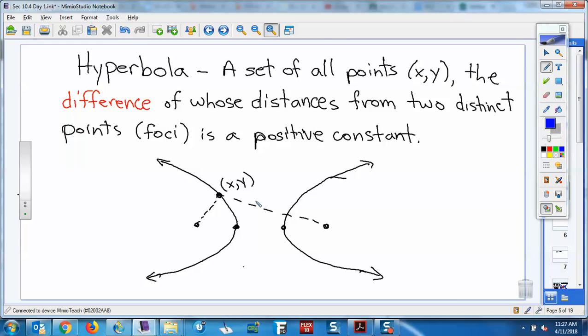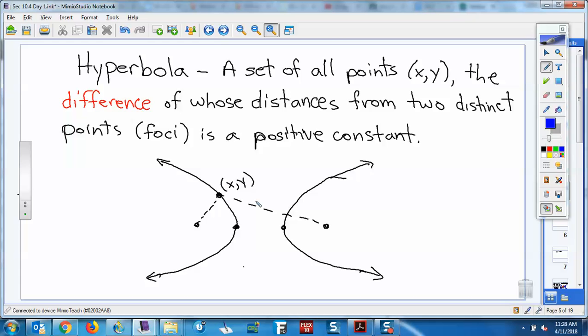All right, so first of all, by definition, a hyperbola is a set of all points x and y. The difference, and I put that in red because what was the word when we did ellipse? The sum of whose distances was a constant. Now it's the difference of the distances between the 2 points. If you subtract those distances, it's constant for every point on the hyperbola.